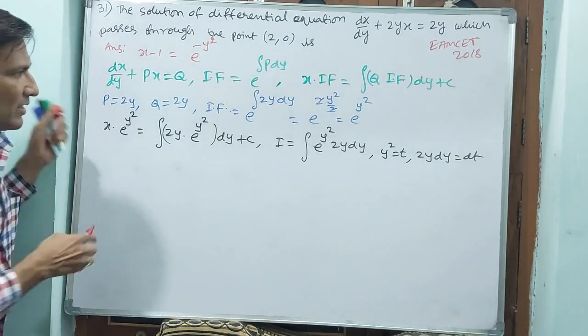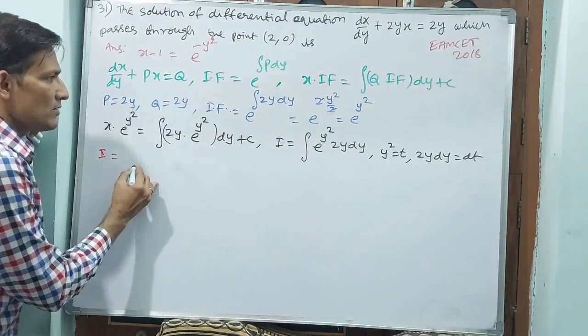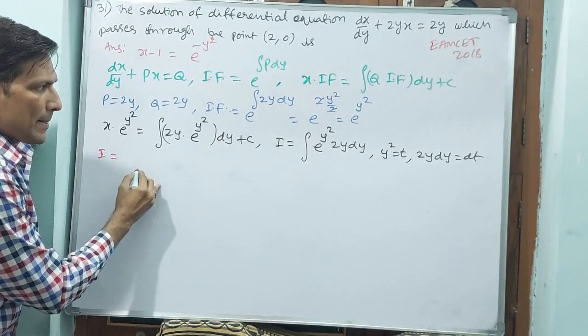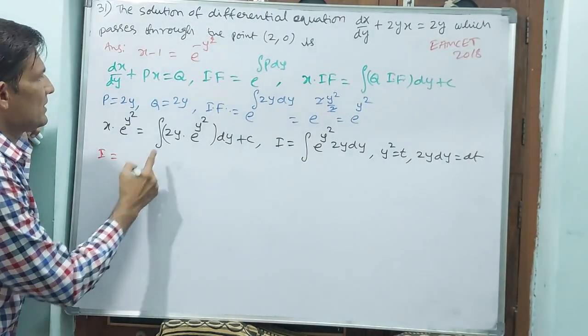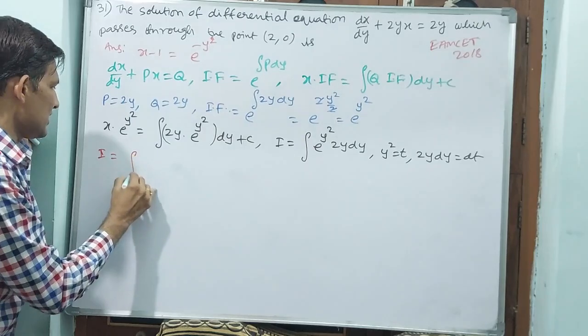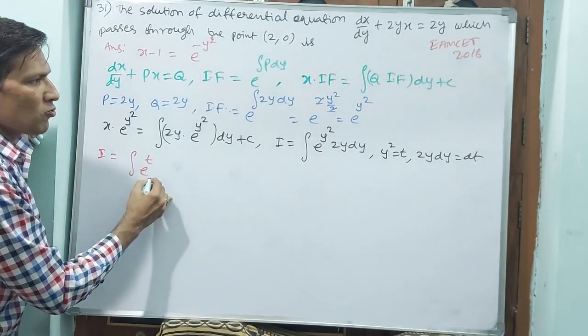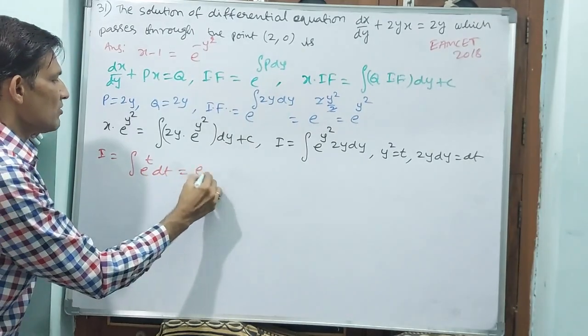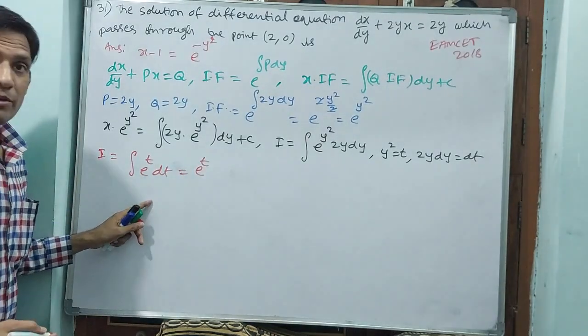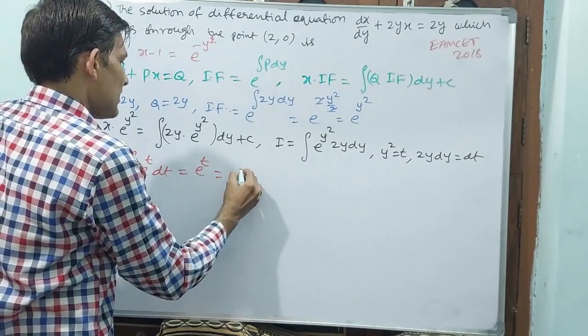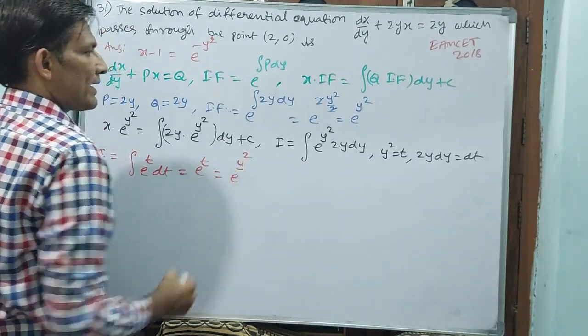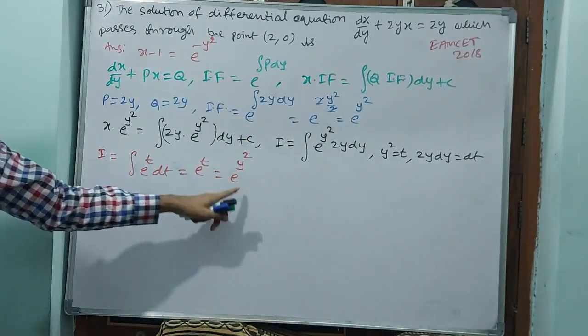Now I is equal to the integral of e power y square, which means e power t, with 2y dy equal to dt. That is the integral of e power t dt, which is e power t, and e power t means e power y square. This is I.